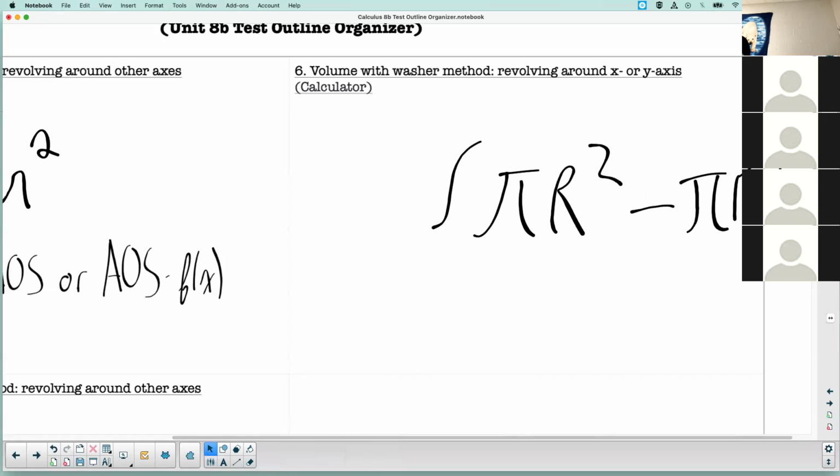Wait. What is big R and little r? Big R is like the outside one, like the top or the right. Right, I wrote that down. Good, yep. Where do I write it? Underneath. Big R, top.